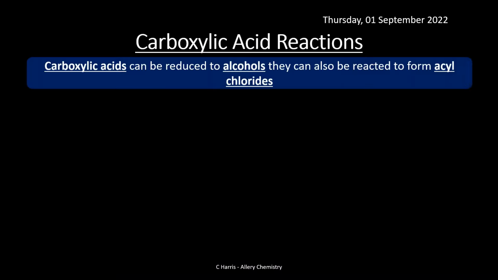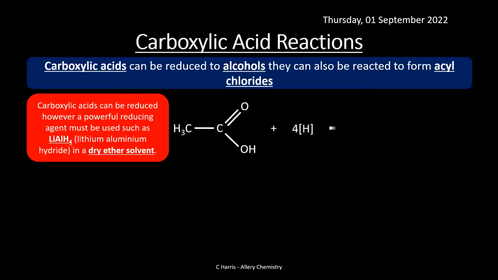Okay, so let's look at some of these reactions. So carboxylic acids can be reduced to alcohols, and they can also be reacted to form acyl chlorides as well. So you would have seen some of this in year 1, but carboxylic acids, obviously they can be reduced. We can use a reducing agent, normally lithium aluminium hydride, LiAlH4, and we use a dry ether solvent.